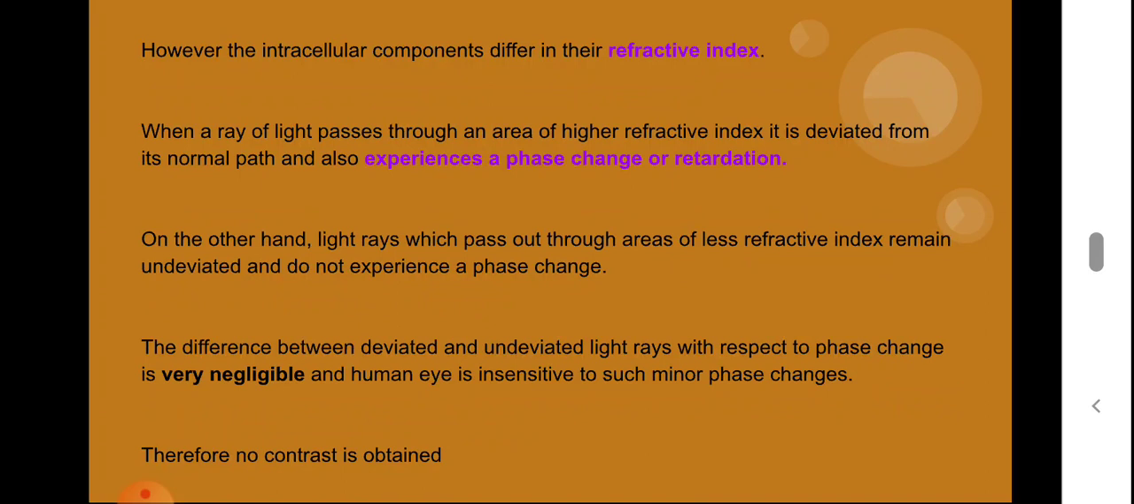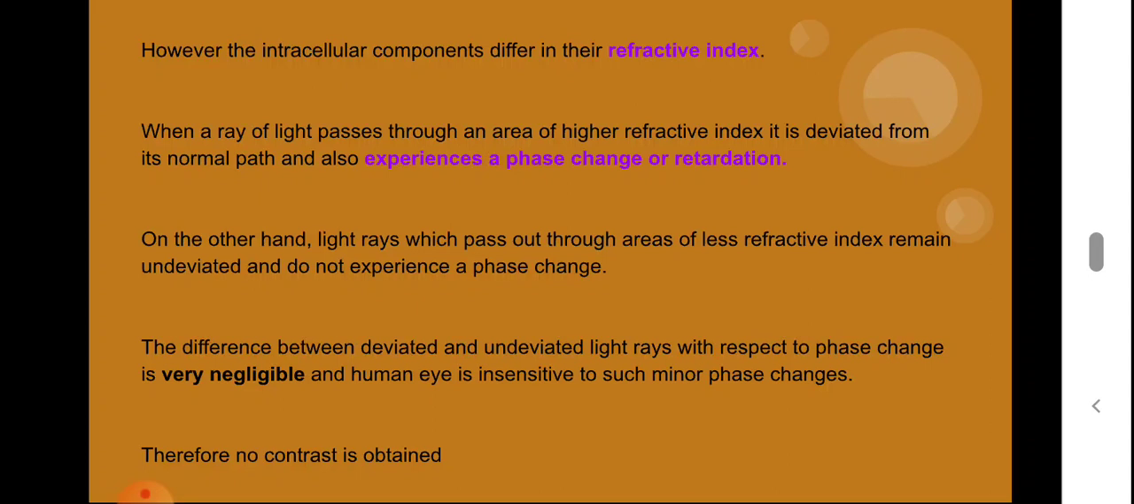But there is another property that these intracellular components have, that is the refractive index. When a light ray passes through an area of higher refractive index, it is deviated from its normal path, and so the light ray experiences a phase change or retardation. All substances have a refractive index, and the different intracellular components differ in refractive index.